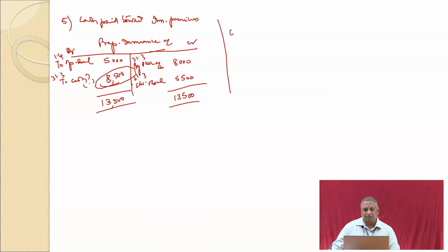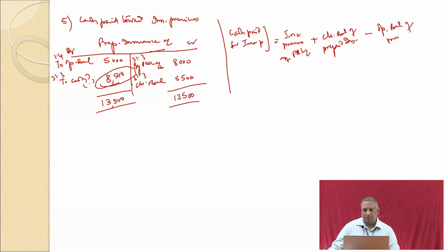In case of an equation, cash paid for insurance premium can be calculated taking into account insurance premium as per P&L account, plus closing balance of prepaid insurance, minus opening balance of prepaid insurance.